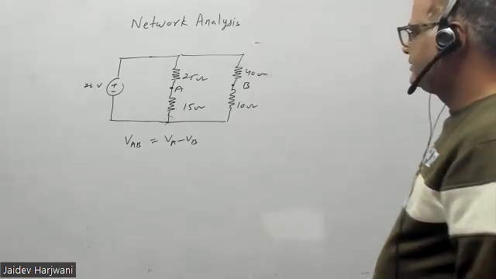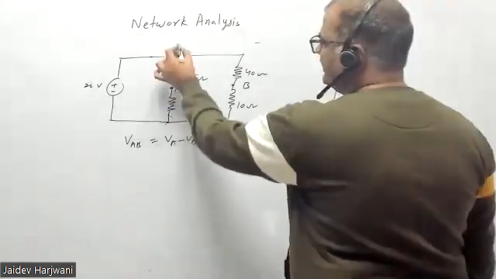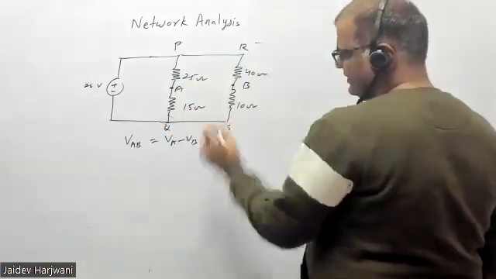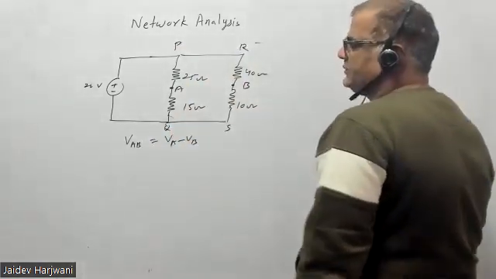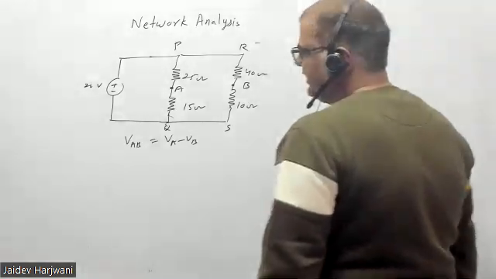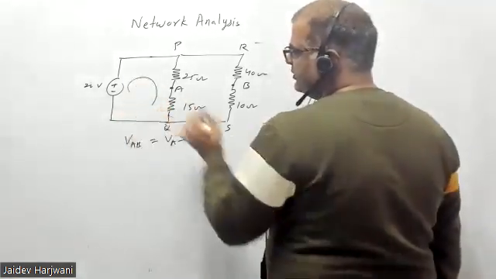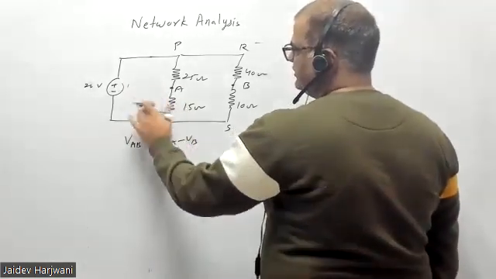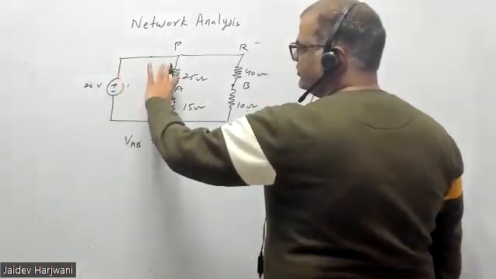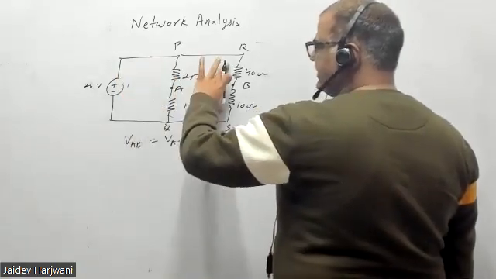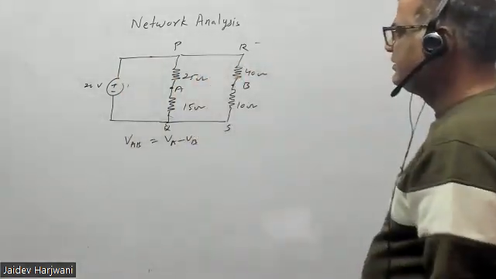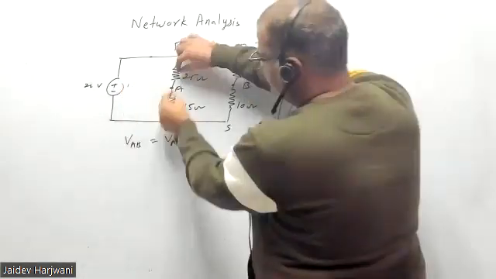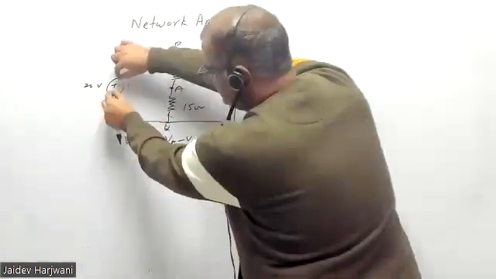So if you don't understand, you can put the name here. This is P, Q, this is R, S. Now, again, you can see in this loop, or you can say this whole voltage is parallel to this one. They are parallel. So this whole chain combination is attached here.